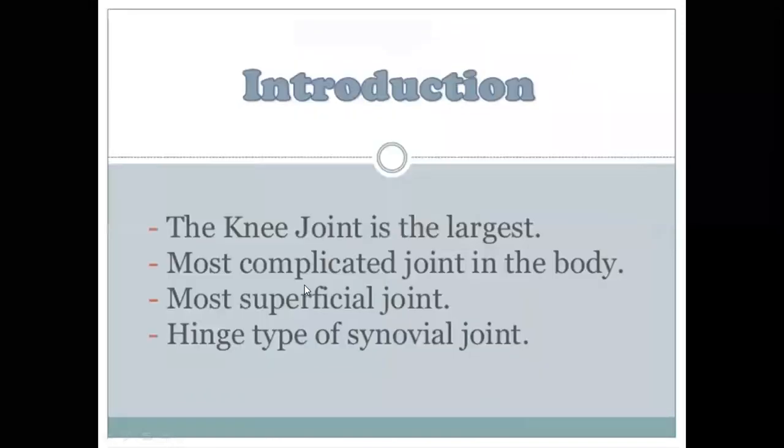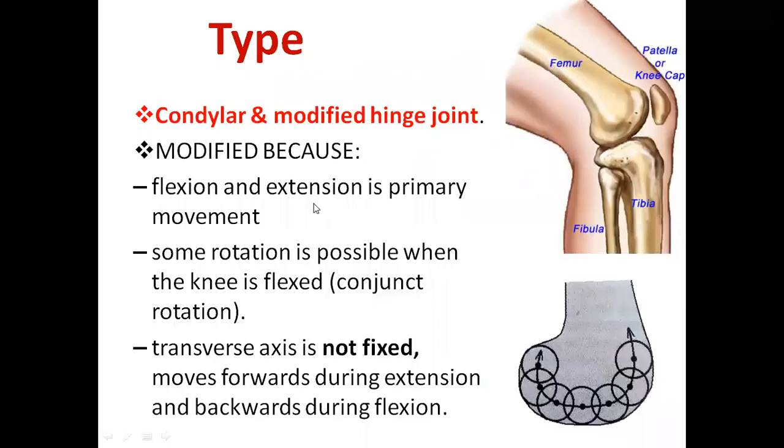So the knee joint is the largest, most complicated joint in the body. It is the most superficial joint, which comes under the hinge variety. Now the bones participating in the formation of the knee joint are the lower end of the femur, the upper end of the tibia, and the posterior surface of the patella.